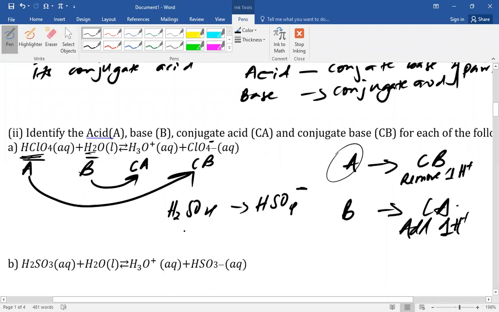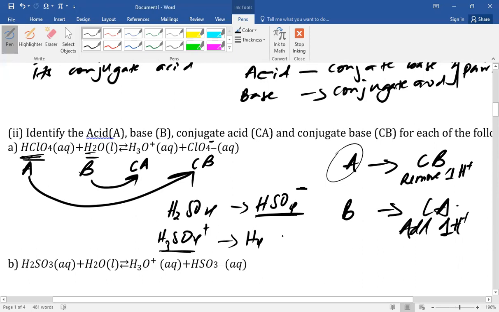And then if you have this as a base, let's say we have SO4. Let's say this is the base that we have, and we want to change it to a conjugate acid. If this is an acid we have, we're changing it to a conjugate base. Now let's say we have a base, we change it to a conjugate acid.